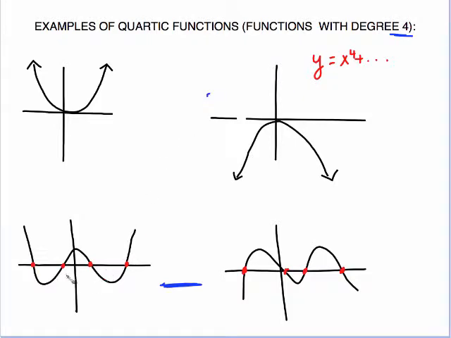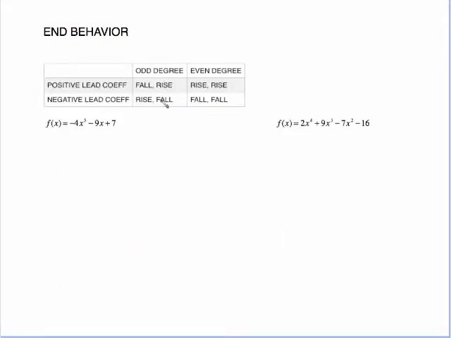In addition to knowing what these graphs look like, you should remember something called end behavior, meaning what happens to these graphs far to the left and far to the right. And we covered that in this chart. The two major things you have to remember for determining end behavior is the degree of the polynomial and if the lead coefficient is positive or negative. Now, the word lead can be misleading in terms of it's not always the number that's in front.